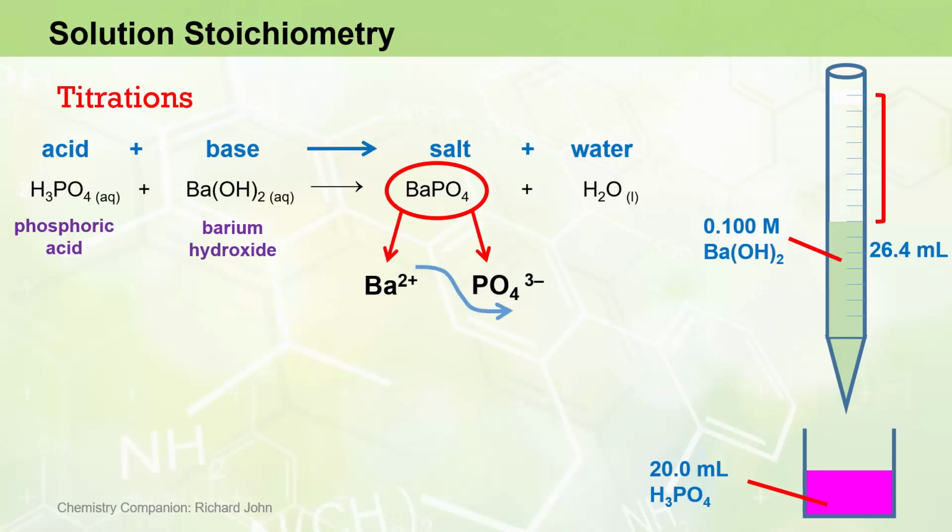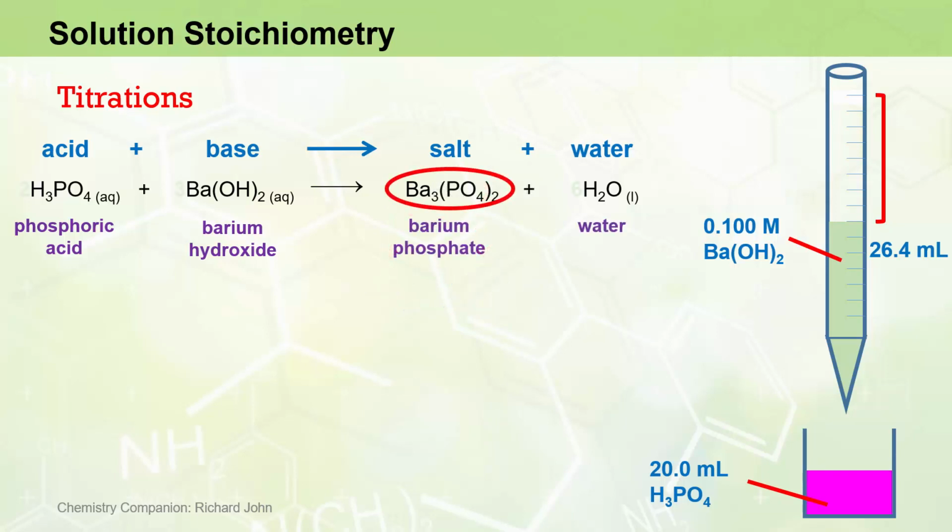If we do our crisscross method, we'll take the 2 from the 2 plus charge of barium and bring it down as the subscript for phosphate. And we'll take the 3 from the 3 minus charge of phosphate and bring it down as the subscript for barium, giving us Ba3(PO4)2 as the chemical formula for barium phosphate, which we now substitute into the chemical equation above.